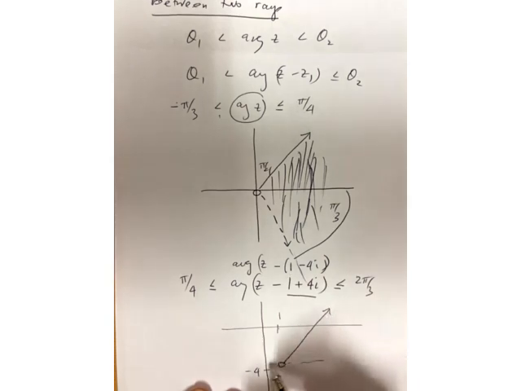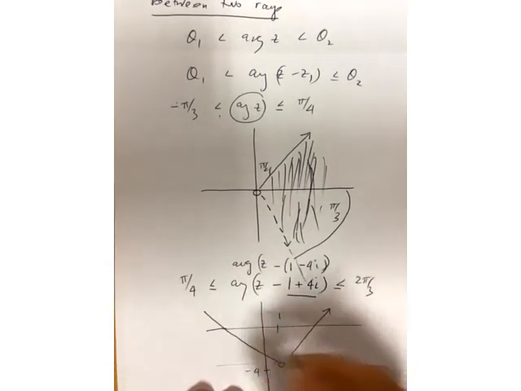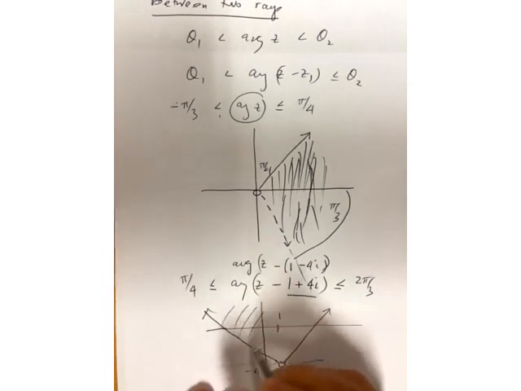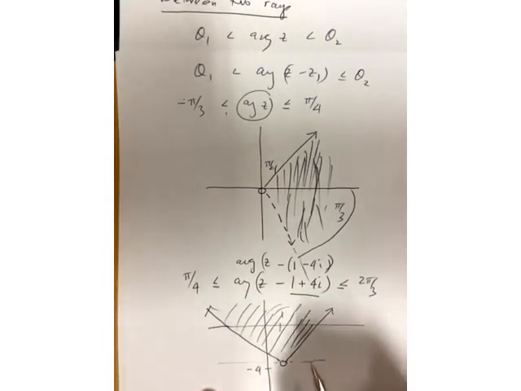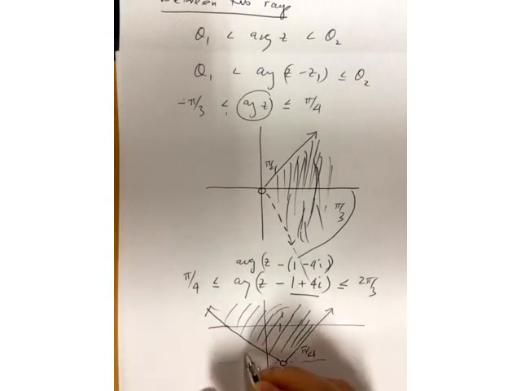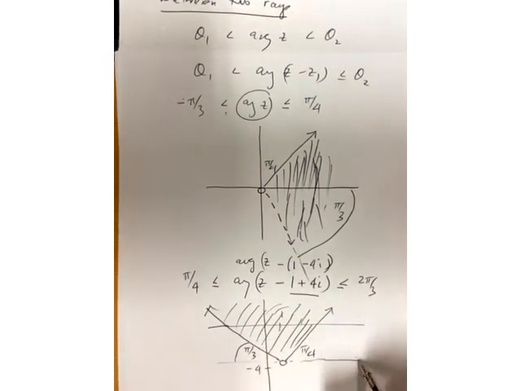So 45 degrees to the horizontal looks like that. And 2 pi on 3, I think it's 120 degrees. 120 looks something like this. All right. And then it's just basically the shaded region between the two. So this is pi on 4, and this is pi on 3, because it's 2 pi on 3, the whole thing up to there. And that's basically your locus between two rays.